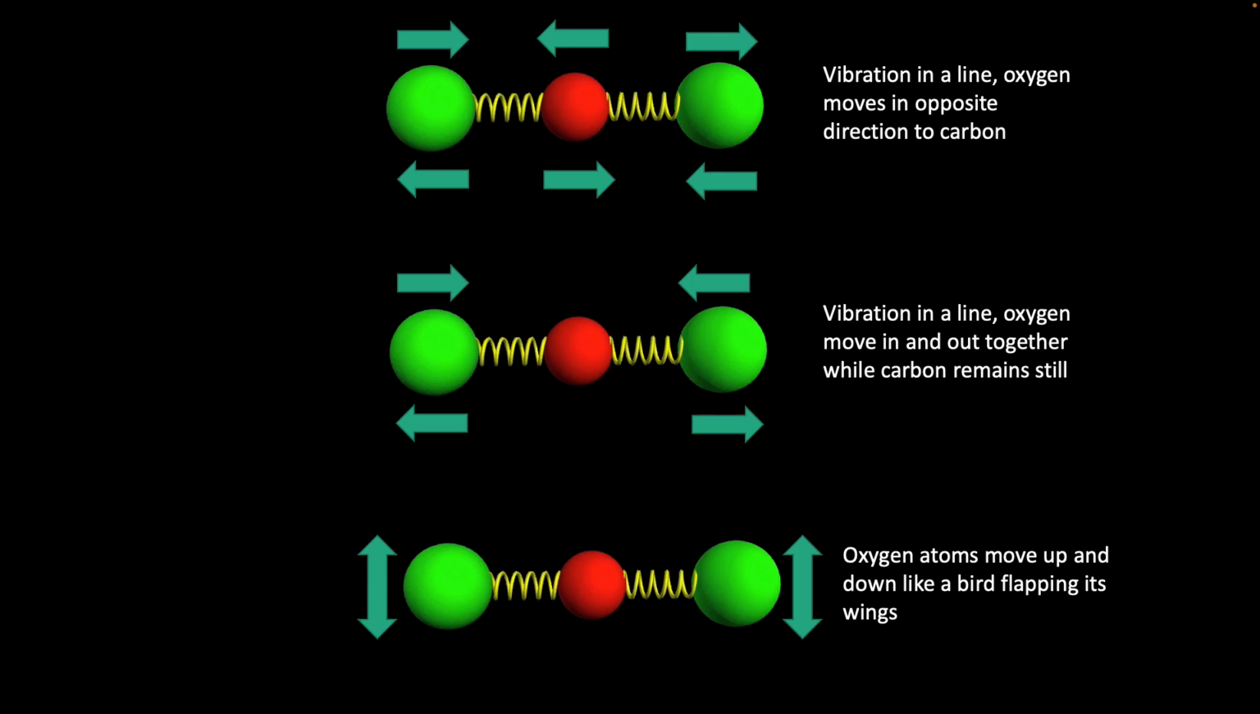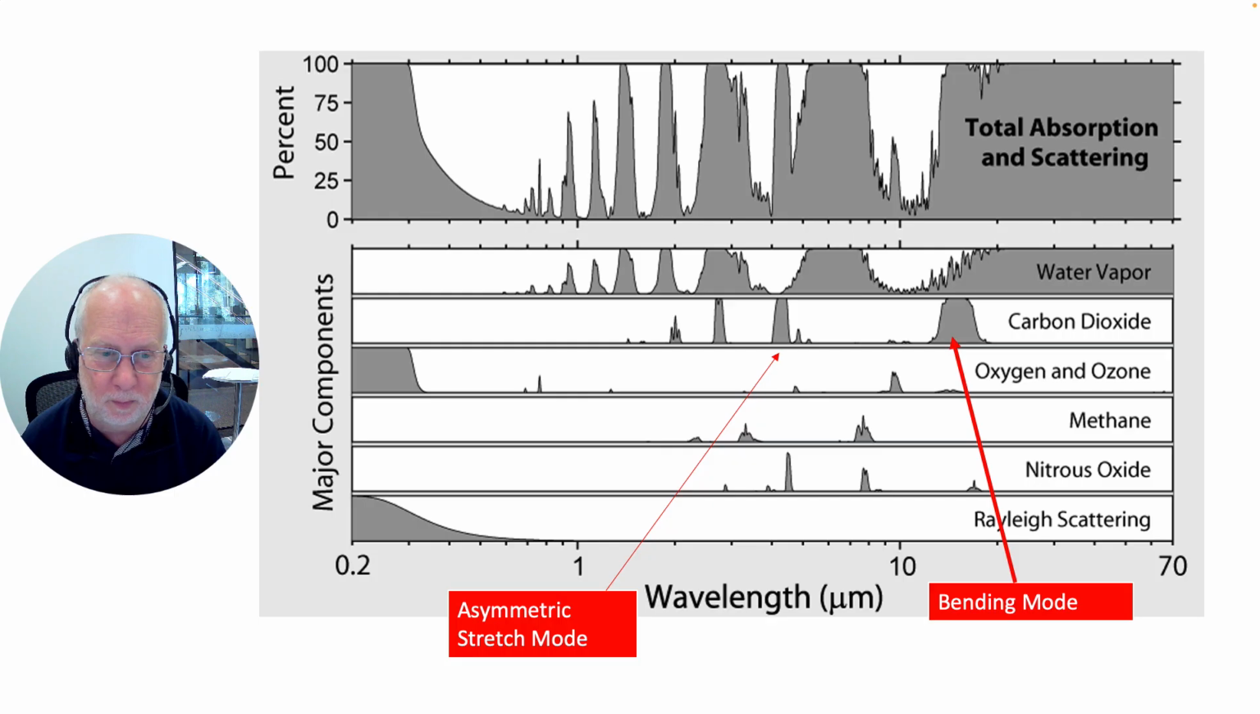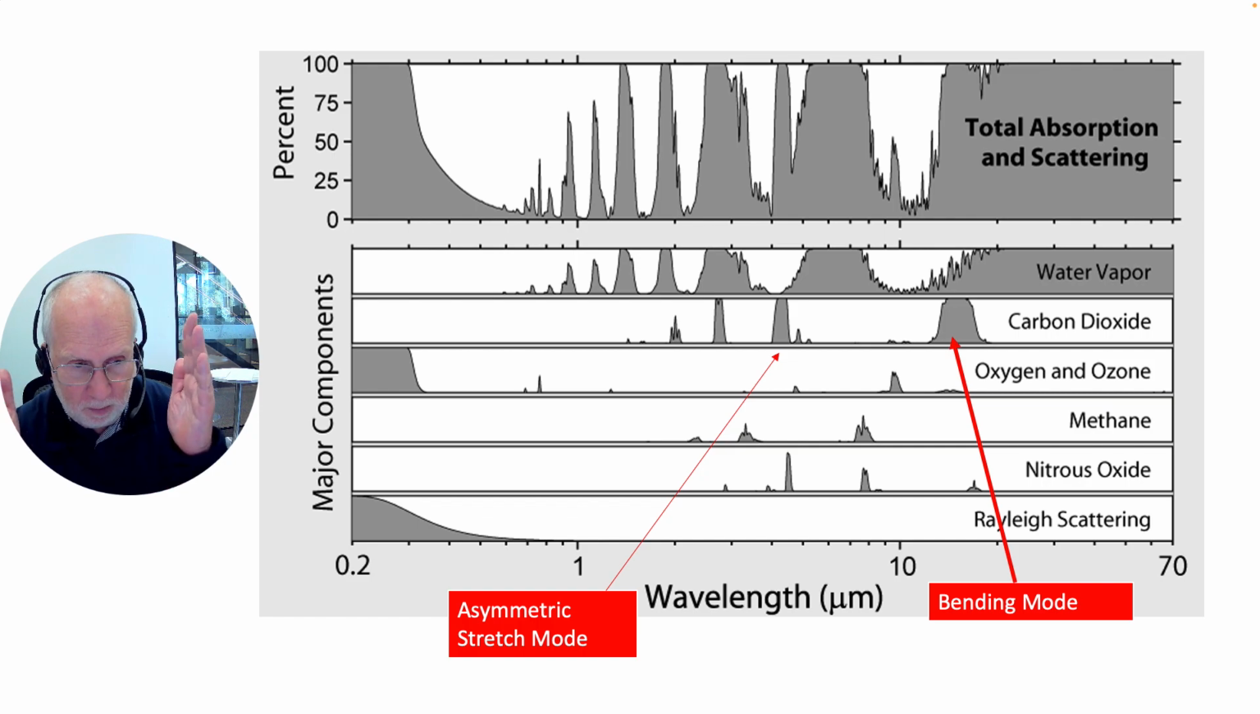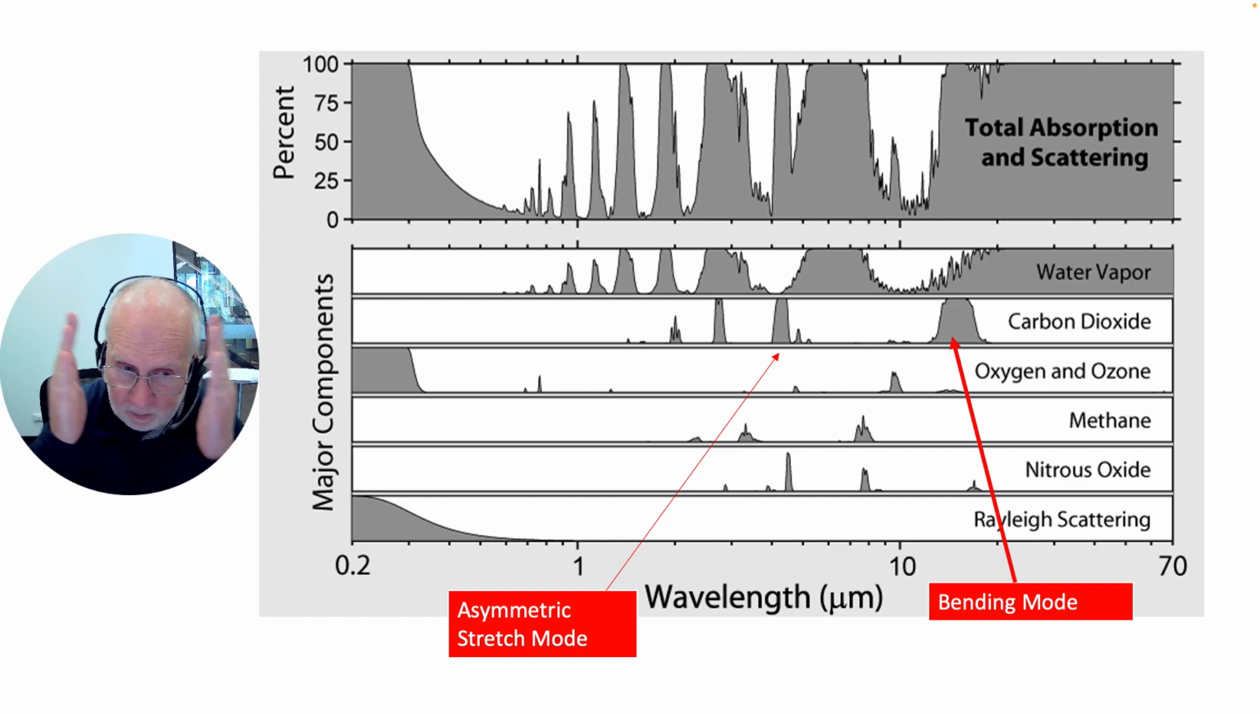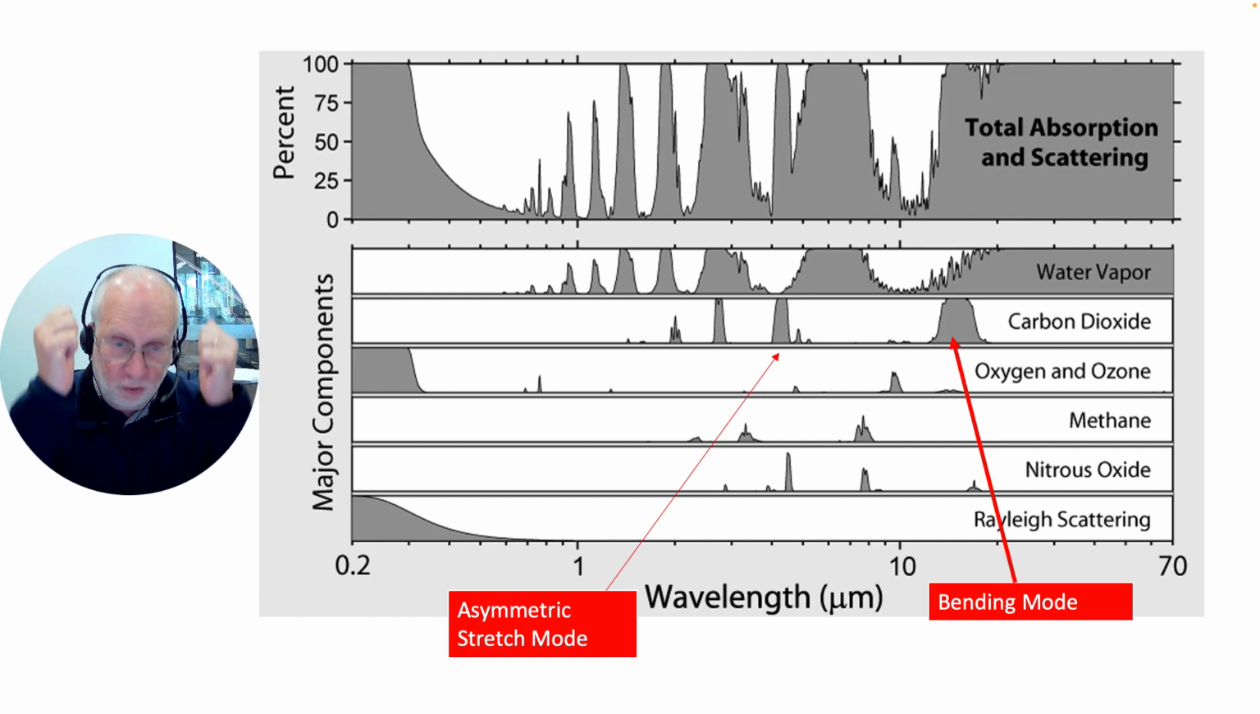So there are basically three ways that the carbon dioxide can vibrate. There's vibration in a line with the oxygen and carbon moving in opposite directions, vibration in a line where the oxygen moves in and out while the carbon remains still. That's the first one we saw. And a third one where the oxygen atoms move up and down like a bird flapping its wings. That's the last one we saw. So you've got moving like this, moving like this, and moving like this. All sorts of dance moves.